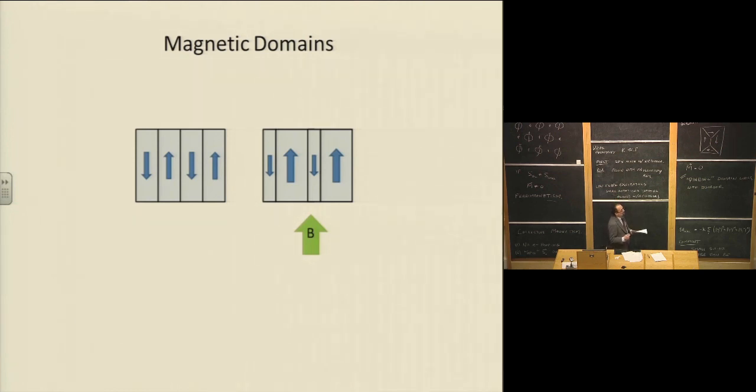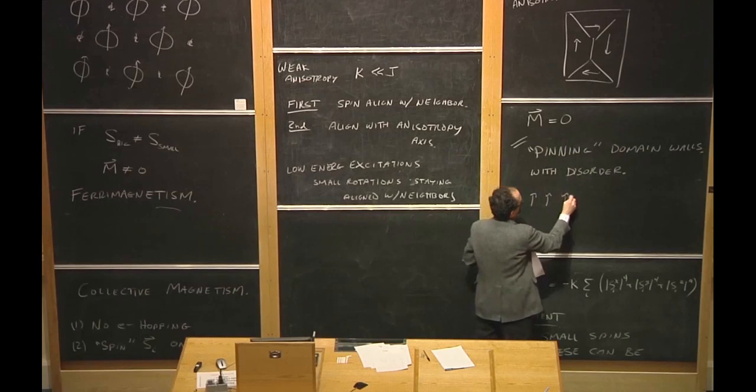And it turns out that most magnets in nature are not of the Ising type, where the anisotropy is strong, but they're of this type, where the anisotropy is quite weak. So we have to think about what happens for domain walls, not in the Ising limit, but in the weak anisotropy limit.